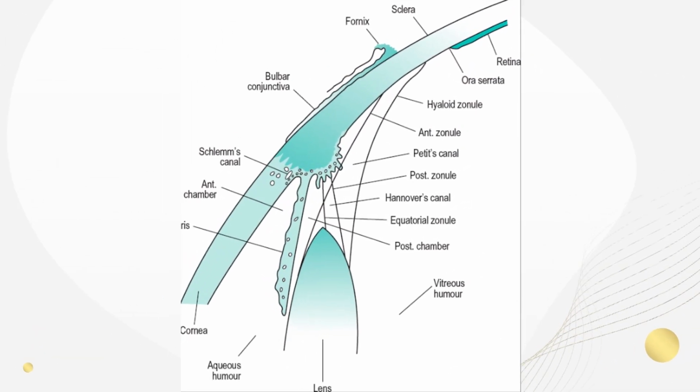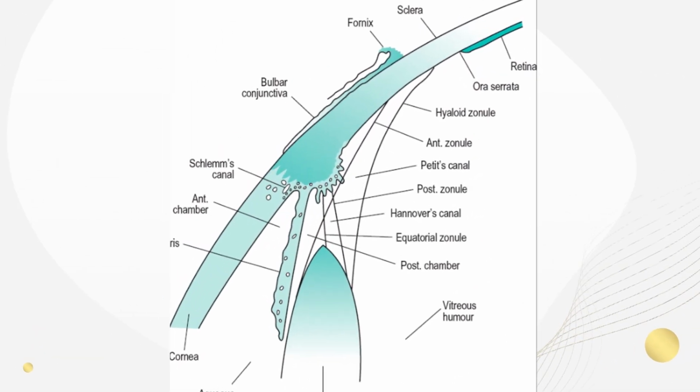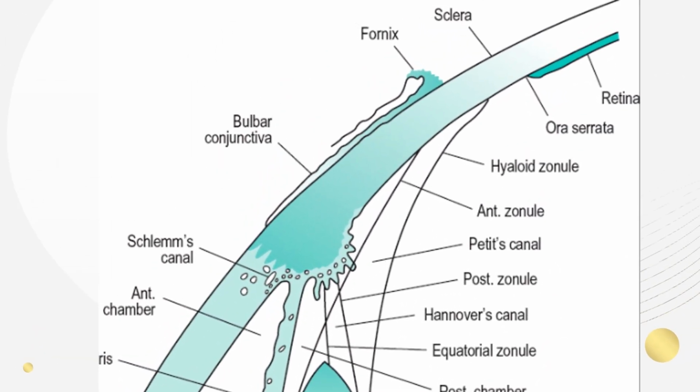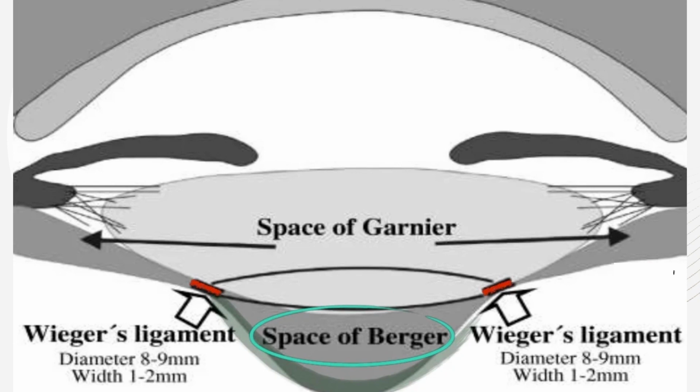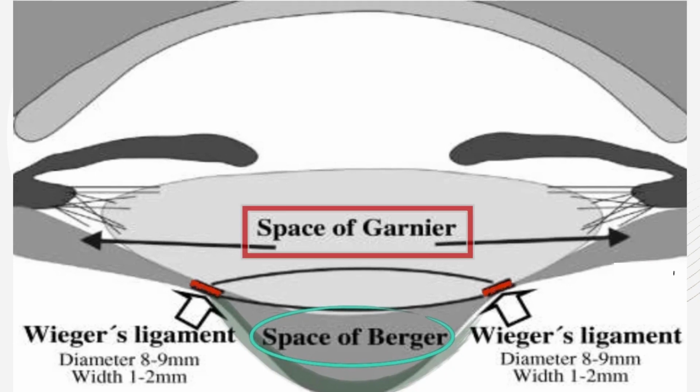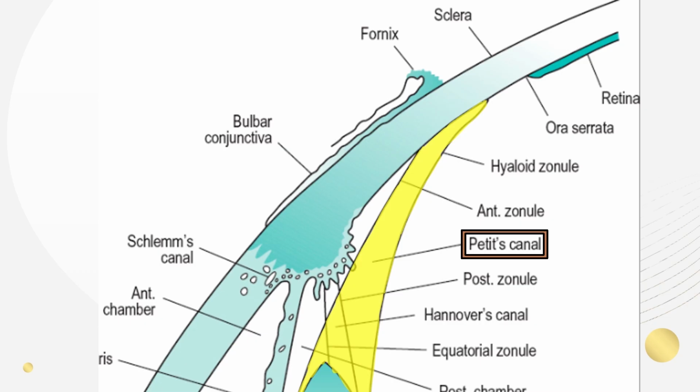But what's more important is there are 2 other important spaces which we need to look into carefully. This image shows canal of Hannover. There is a space between pre-equatorial and post-equatorial zonules, and canal of Petit, which is a space between post-equatorial zonule and hyaloid zonule. This space is continuous around and is bordered by lens capsule centrally and pars plana and plicata peripherally. This is also known as Garnier space.